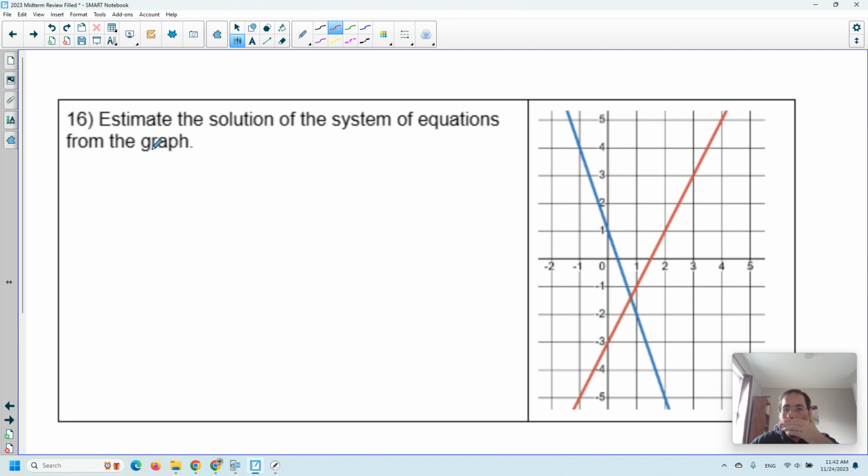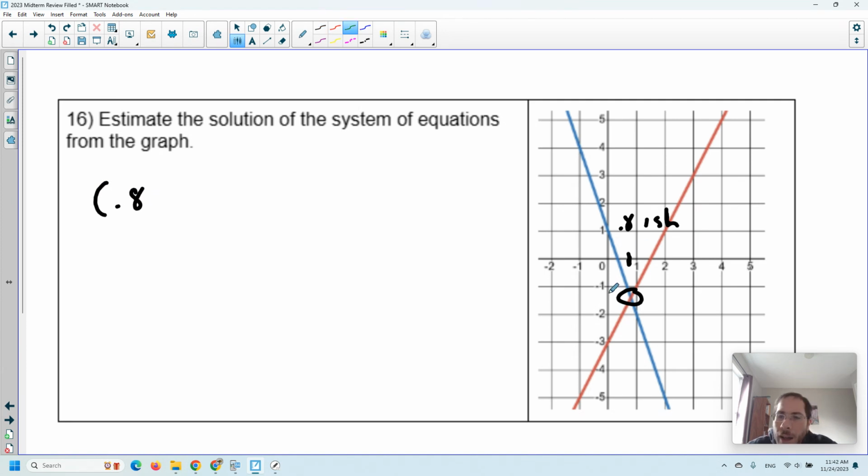For 16, we want to estimate the solution for the system of equations as shown in the graph. So this is a pretty quick one. We just want to see where the two connect, because remember, the solution is where those two things intersect. That's a little tough because it's not exactly on a line, so we've got to be a little bit careful with our estimation. For the x, it looks like it's a little less than 1, so maybe like 0.8-ish. I'm going to say 0.8 for the x.